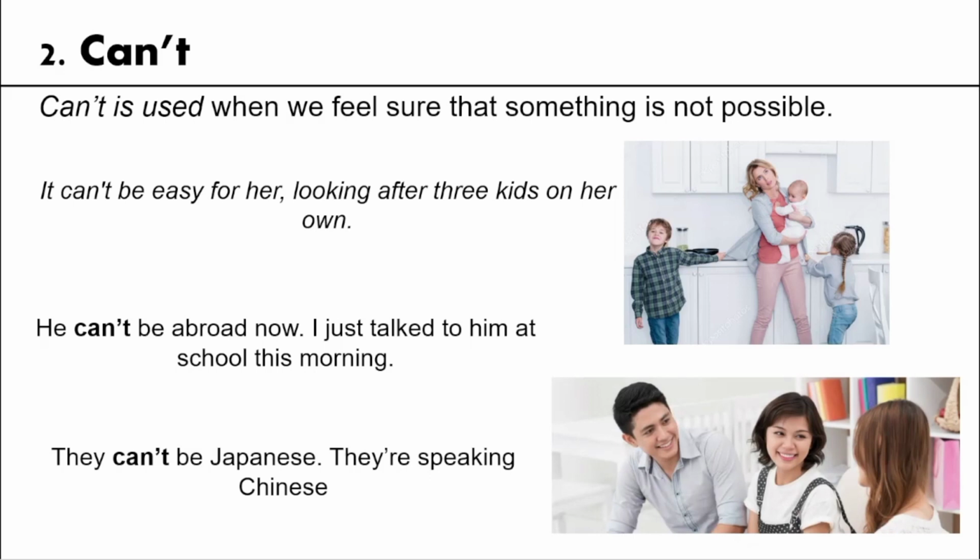Okay, next example. They can't be Japanese. They are speaking Chinese. So we are sure that these people are not Japanese. Yeah, they may be Chinese because they are speaking Chinese. But the point is, they are not Japanese. So we can use they can't be Japanese.